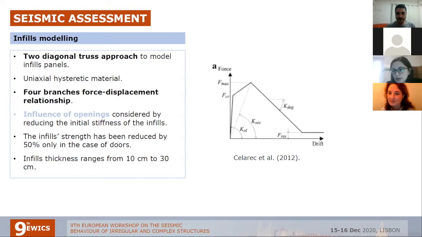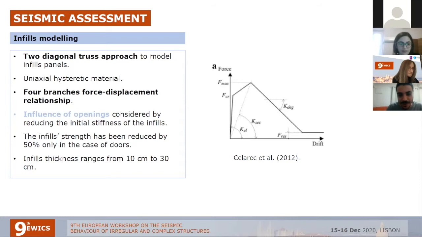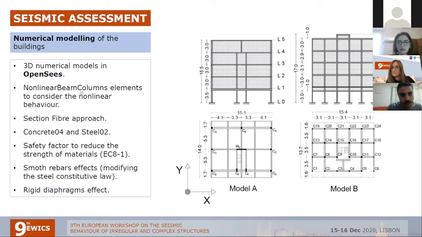Thank you, first of all, for the great presentation. My question is, have you considered geometric nonlinear effects? Because maybe I missed that in the modeling. The columns? Well, we considered the nonlinear beam-column elements to consider nonlinear behavior of the columns and the beams, and also the Concrete04, which takes into account that behavior. I don't know if that's what you mean.